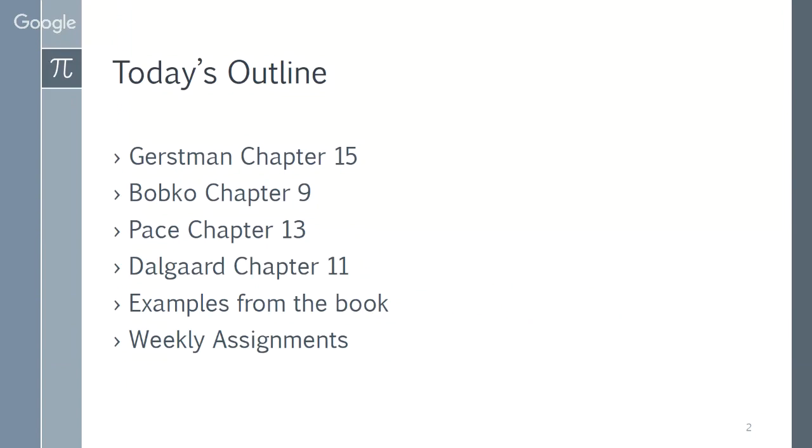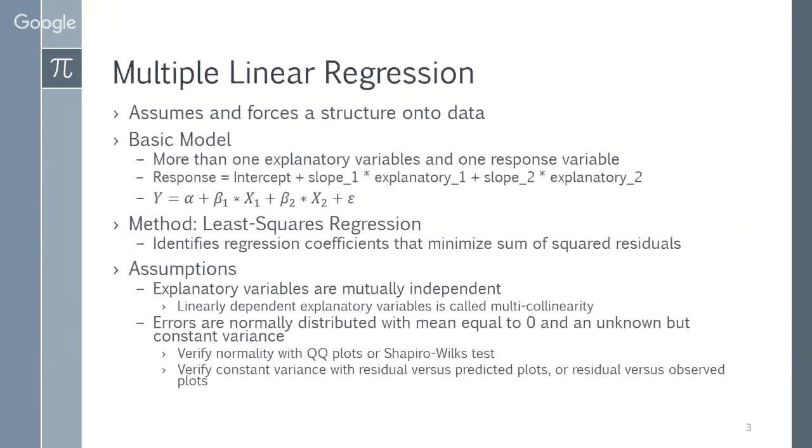Dalgard is really just applied, but Pace does a good job of explaining the concepts underlying multiple regression as well. Bobko doesn't include any R output at all. He just focuses on describing some important issues such as collinearity, etc., that supplement the chapter from Gersman. So we'll talk about all of these issues that are related to multiple linear regression, and we'll do an example. It's actually not from the book, but we'll do an example nonetheless, and then we'll talk about this week's assignments.